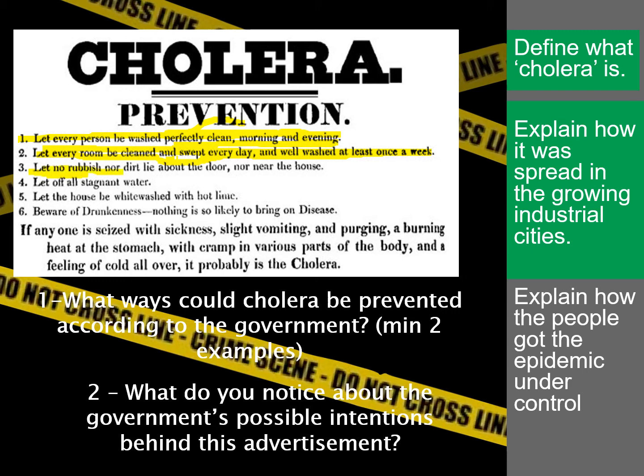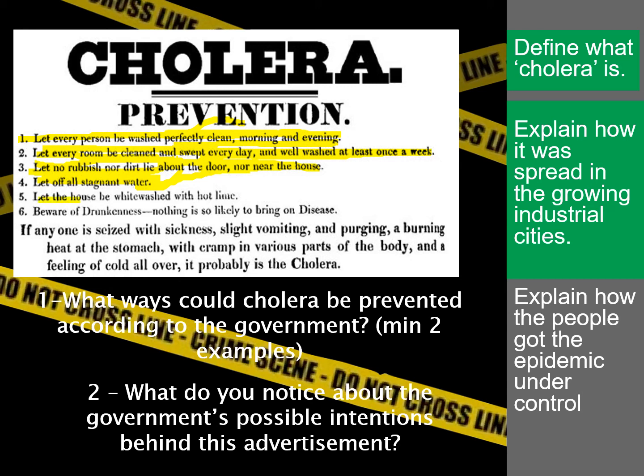Number 3, let no rubbish nor dirt lie about the door nor near the house, because they believed, again, remember, dirty air, contaminated air is what got you. Again, isn't necessarily going to help with cholera. It'll help with other things, and it'll help it look clean. Number 4, let off all stagnant water, so throw away water that's been sitting, which is a good thing to do, but again, if that water's not contaminated, it won't help you.